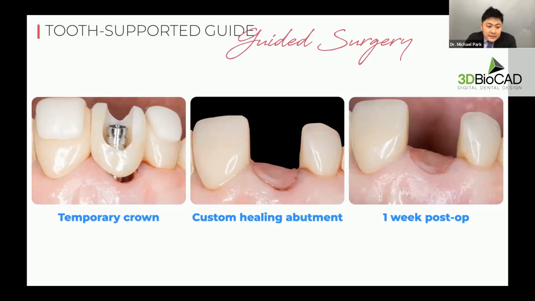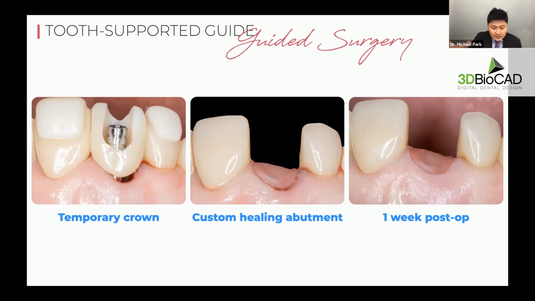Okay, in this case, we decided to do an immediate temporary crown, but unfortunately, the insertion torque was below 35 Newton centimeters, so we did not want to provisionalize right away, so we ended up doing a custom healing abutment.